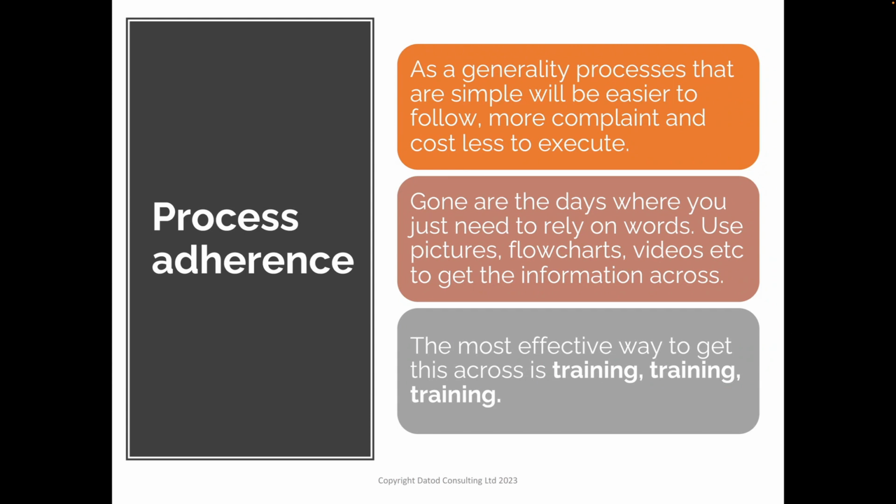And as I said, gone are the days where you just need to write words on a page. There are lots of different ways you can get that information across, in terms of helping people to follow the process as you expect: pictures, flowcharts, videos, etc., to get that information across to the end user on how to execute the process in line with the procedure and your expectations. And the most effective way to get this across, again, is back to the training, making sure that individuals understand procedures and are able to execute them, and demonstrate they understand and demonstrate their ability to execute them.